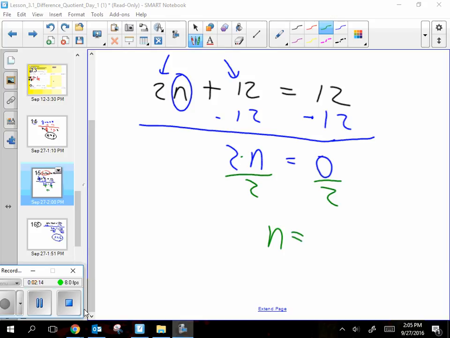0 divided by 2? That's like you have 0 cookies between 2 people. How much do you have? 0. It's totally okay to have 0 over 2. Here's what's not okay. You have 2 cookies divided amongst 0 people. That's not possible.